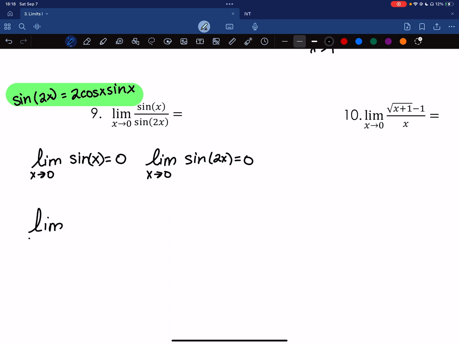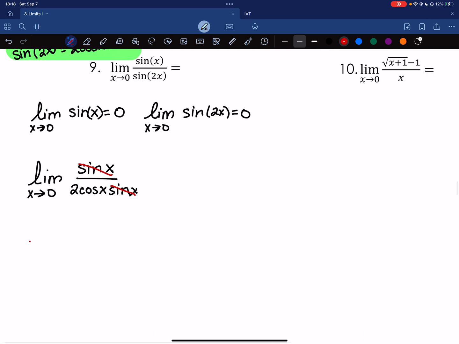Now we can use that double angle identity that I talked about before. On bottom, it would turn into 2 cosine x sine x. I see that I have a sine x on top and a sine x on bottom, and so that leaves me with the following: the limit as x approaches 0 of 1 over 2 cosine x. That would be 1 over 2 cosine of 0, which is 1, so I get 1 over 2.